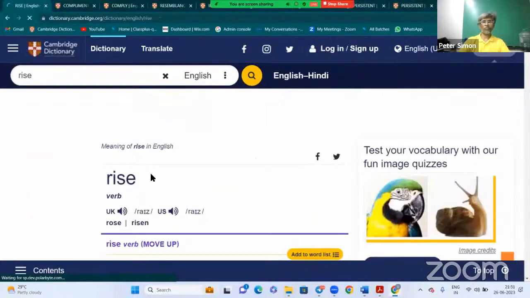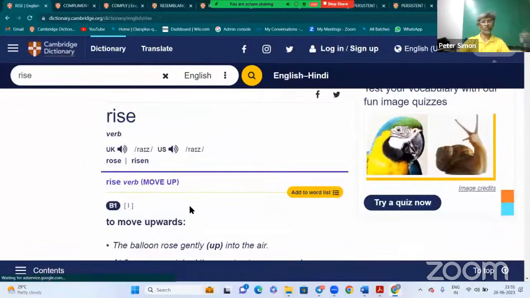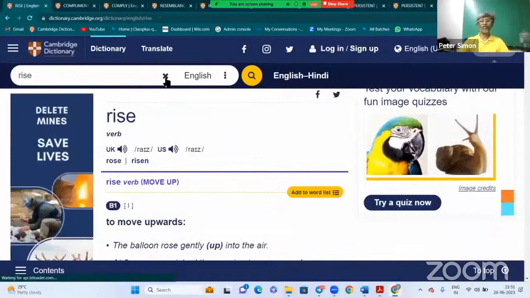Now let us take another word, rise. Rise is B1, to move upwards. So which is better word? Use that one. Better words are of three types that I want to tell you. One is C1, C2 words, definitely use them. Next, formal words, must use. Then next, medical words, medical jargon, awesome.